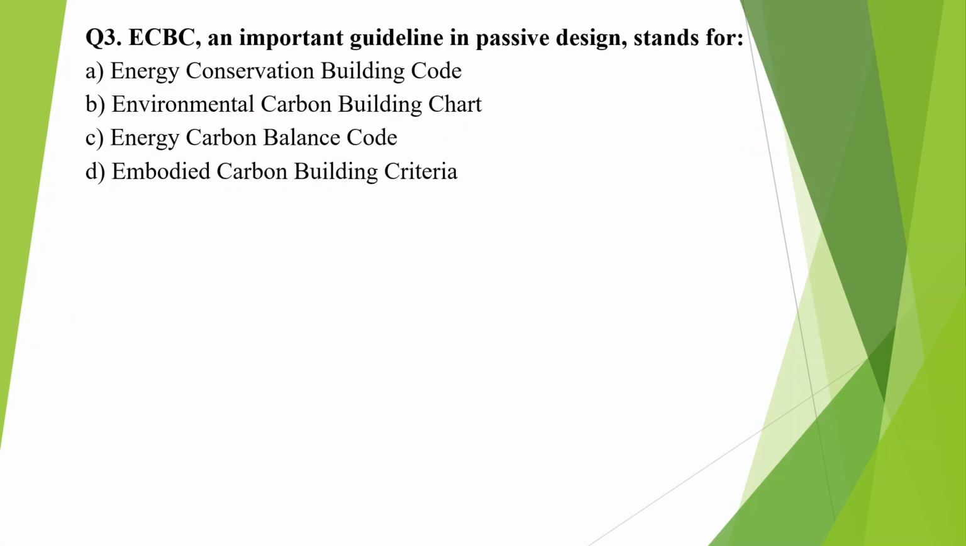Let's move to the third question, ECBC. Several times in my previous problem questions and the lectures, ECBC has been referred to. So what does this ECBC refer to in passive design, or what does it stand for? Whatever you can understand, try to give the full form of ECBC. Whether it is energy conservation and building code, environment carbon building chart, energy carbon balance code, or embodied carbon building criteria. Question number 3.